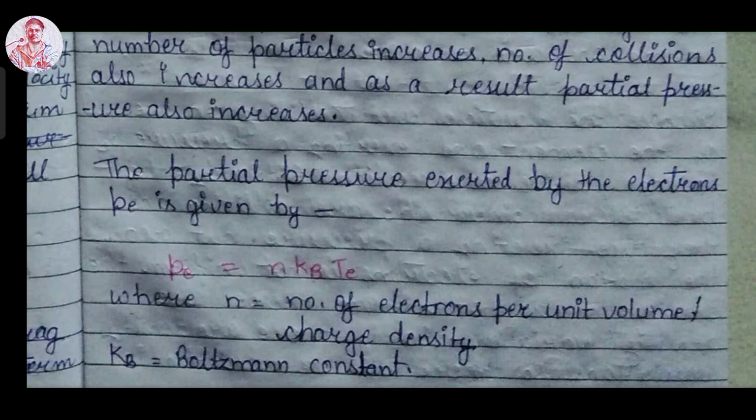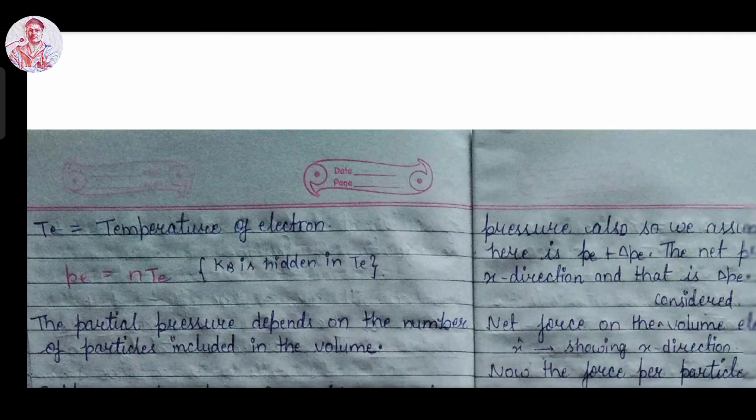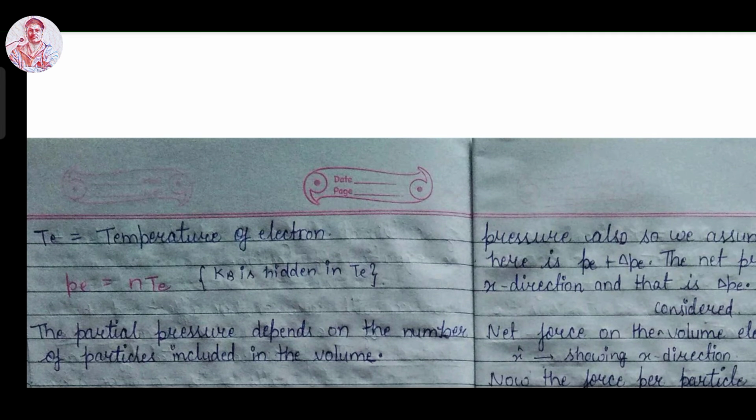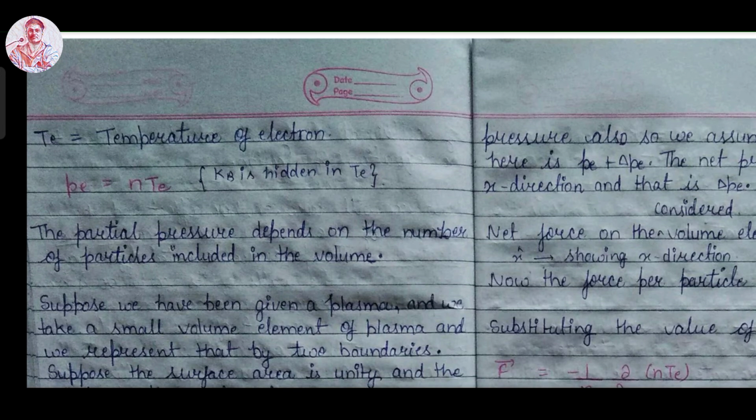By this approach, the partial pressure exerted by the electron, Pe, is given by Pe is equal to n kB T, where n is the number of electrons per unit volume, or charge density, kB is the Boltzmann constant and T is the temperature of the electron. Then P is n into Te, where kB is hidden in the Te. The partial pressure depends on the number of particles included in the volume.